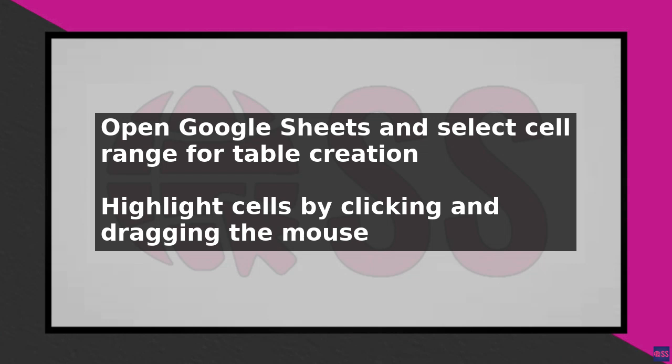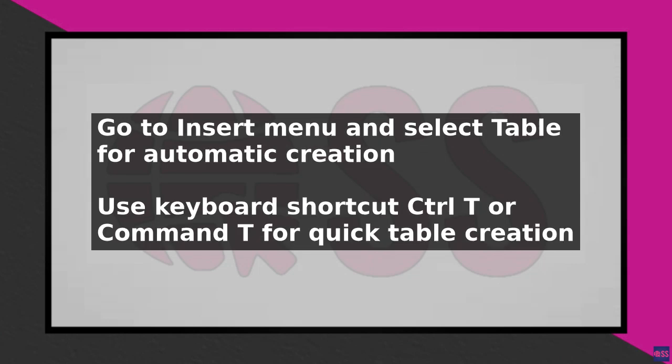Next, go to the Insert menu and select Table, or use the keyboard shortcut Ctrl-T on a Windows computer or Command-T on a Mac. This will automatically create a table with the selected range of cells. You can also create a table by going to the Format menu and selecting Format as Table, then choosing a style from the range of pre-designed table formats.